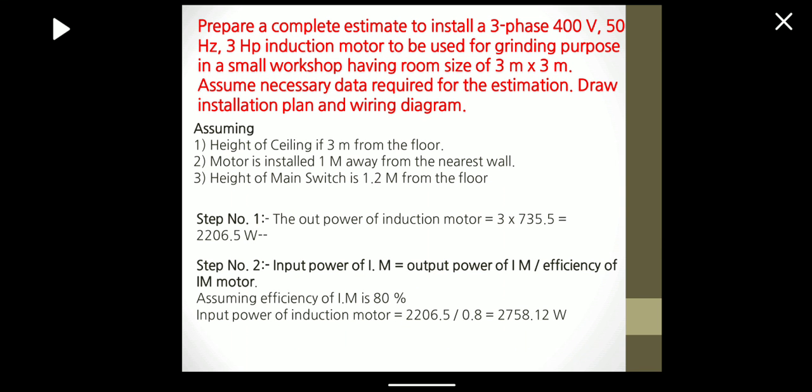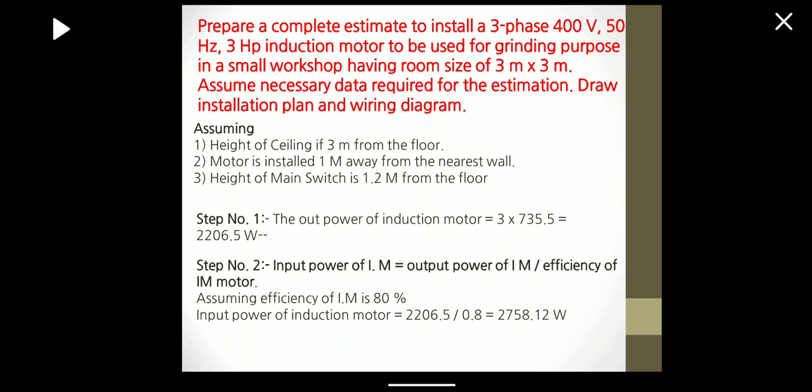First is assumption. First assume the height of the ceiling is 3 meter from the floor. Then the motor is installed 1 meter away from the nearest wall, and the height of the main switch is 1.2 meter from the floor.